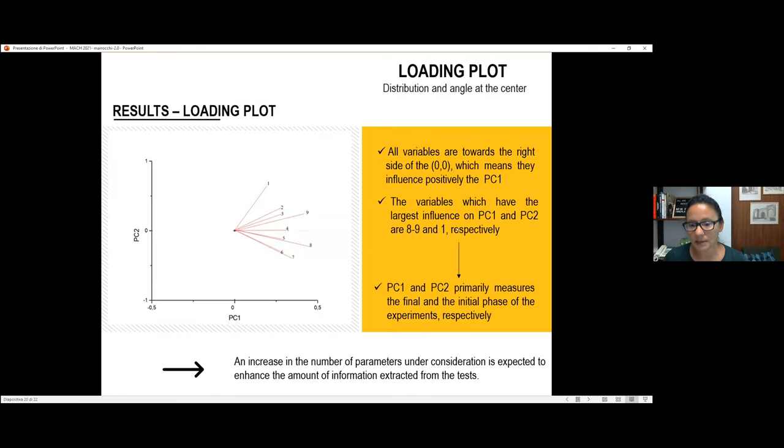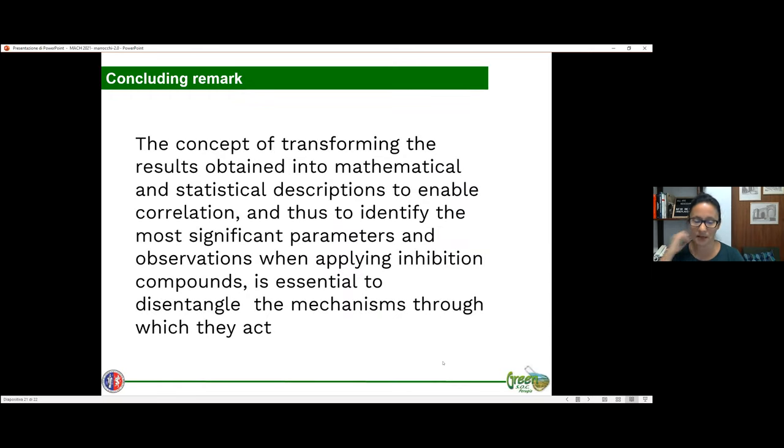I will skip these other things, and I want to not really make a conclusion, but rather a remark. And the remark is this: the concept of transforming the results obtained into a mathematical or statistical description to enable different correlations, and then identifying the most significant parameters and observations when applying inhibition compounds, is really essential to disentangle the mechanism through which these inhibitors in the porous materials actually act.